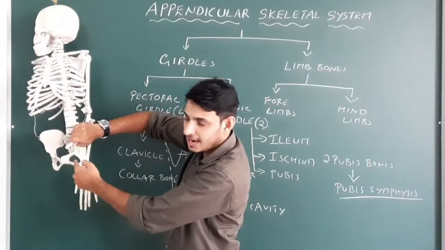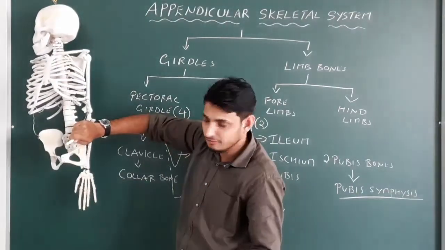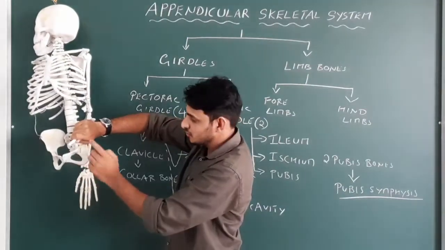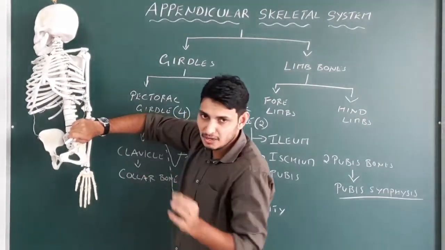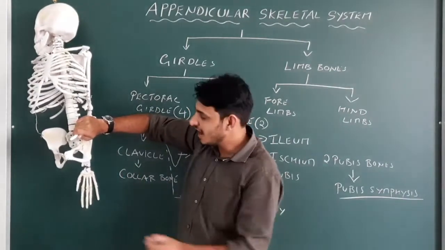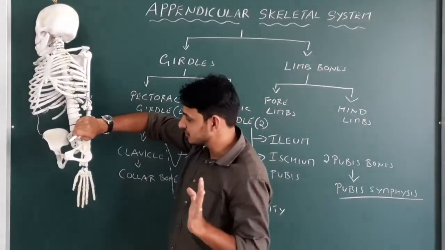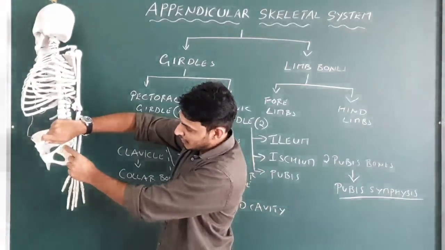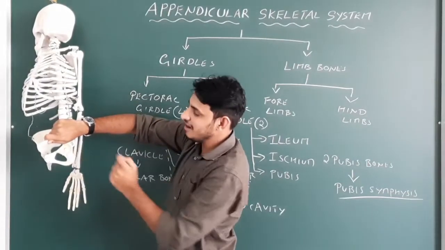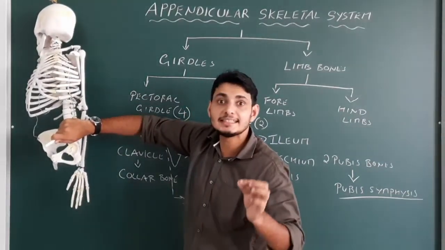So here nerves and blood vessels and even lymphatic vessels, all these structures go down through this cavity. Got it? So please understand, this cavity is only for blood vessels, nerves and lymphatic vessels, not for the articulation of the lower limbs. Very good. Okay, so now this structure, you could see this structure, this is the cavity. This cavity is actually called the acetabulum.